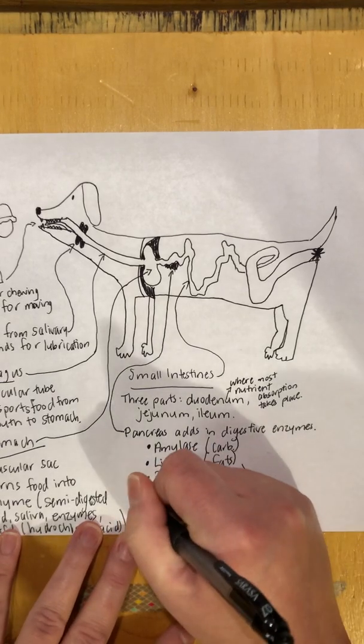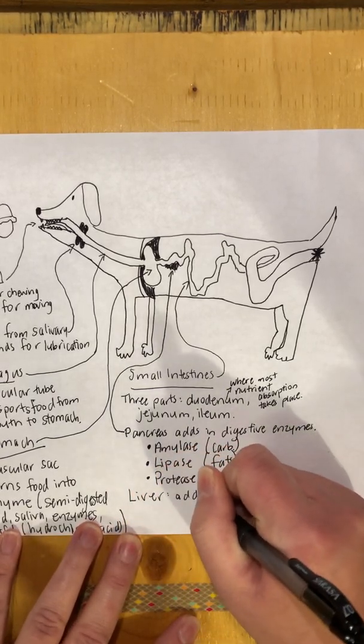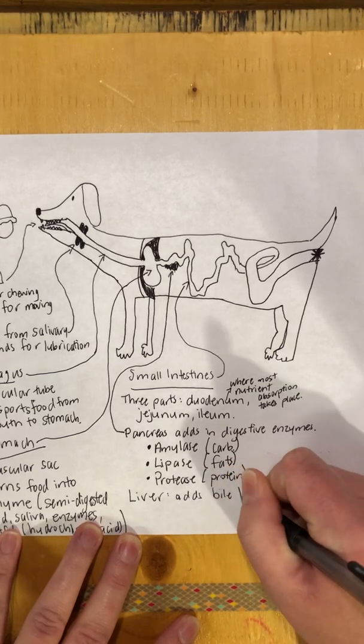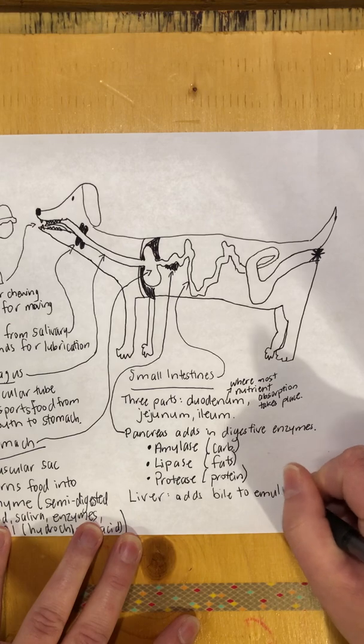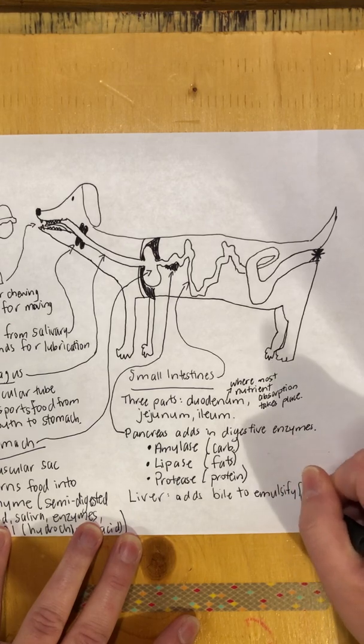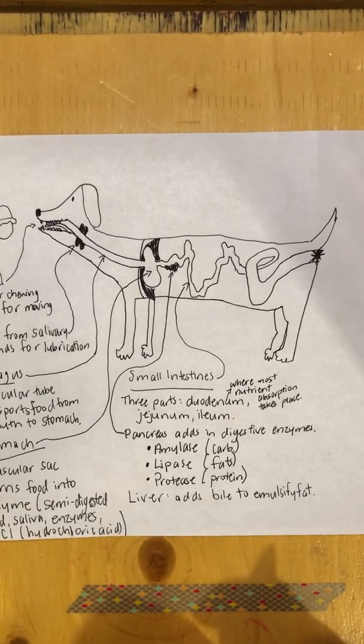And then we also have the liver doing something here. It's adding bile. And bile is a fat emulsifier. So to emulsify fat means to break fat down into smaller little globules.